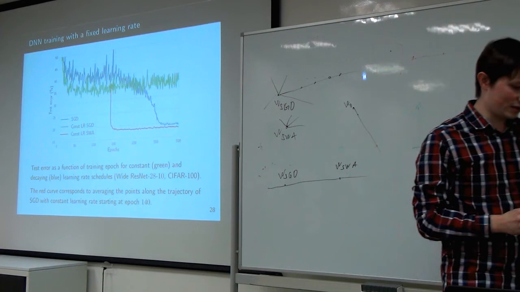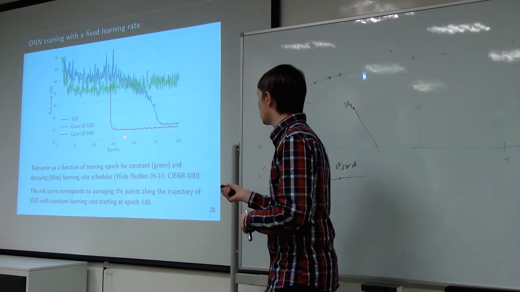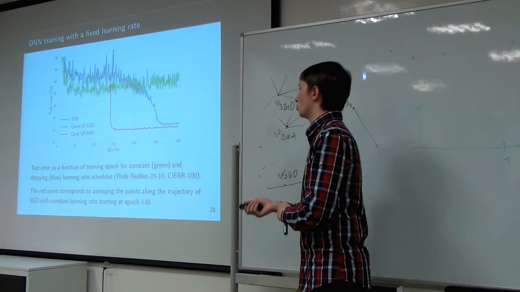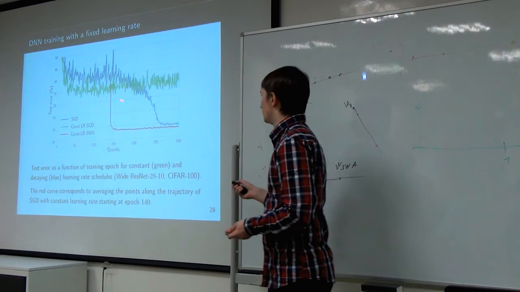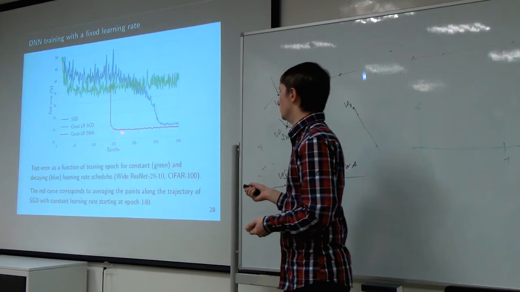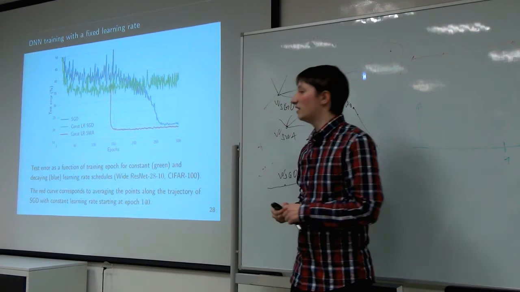Another thing we can do with weight averaging, we try to train a network without changing the learning rate during the whole training procedure. So we choose some learning rate, fix it during the training, and at some point we start to average points proposed by SGD with constant learning rate. The blue curve corresponds to the training curve with the conventional decayed learning rate, and the green curve is the SGD with the constant learning rate. And the red curve is the test error of the average points from this constant learning rate SGD. So we can see that even with the constant learning rate, we can outperform conventional training if we use averaging.